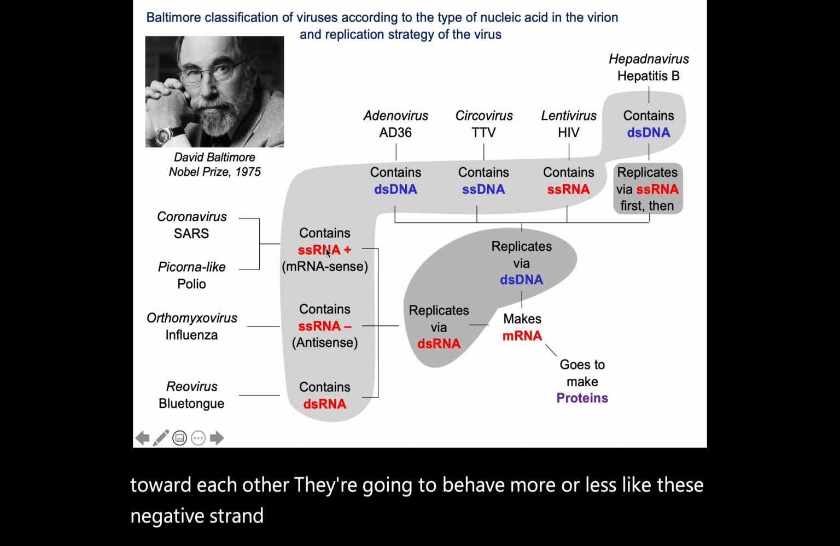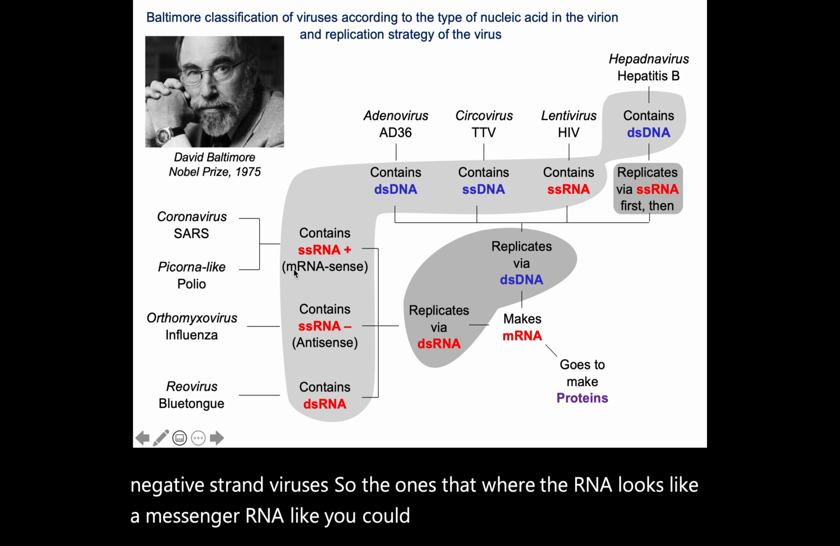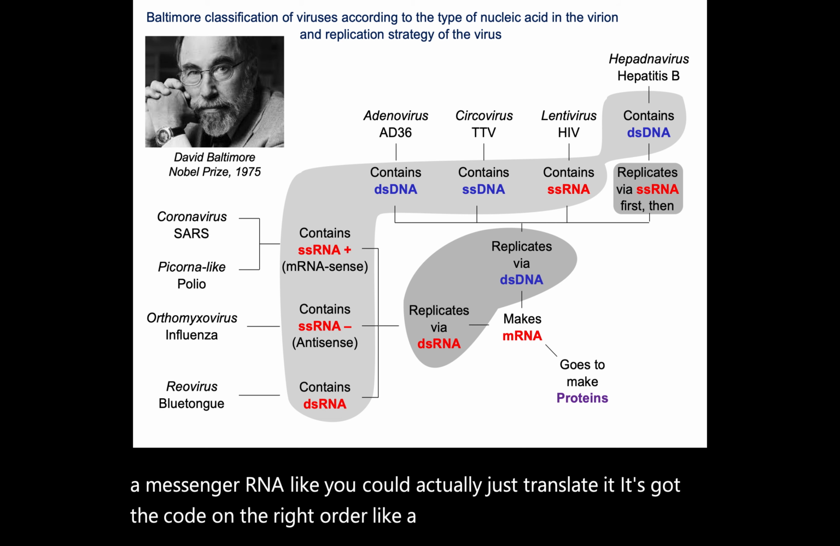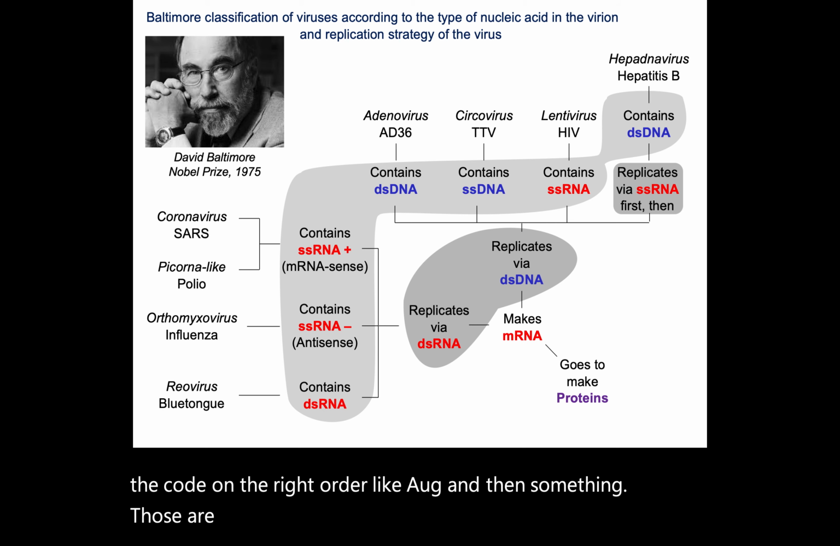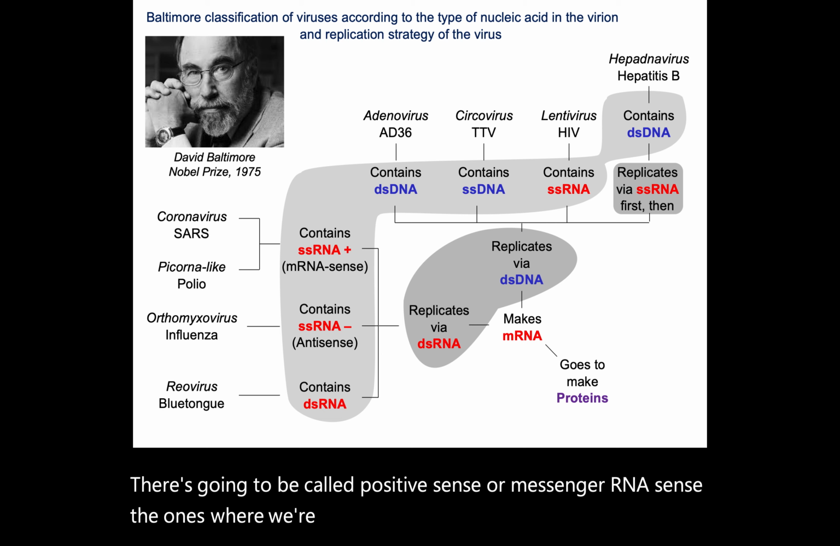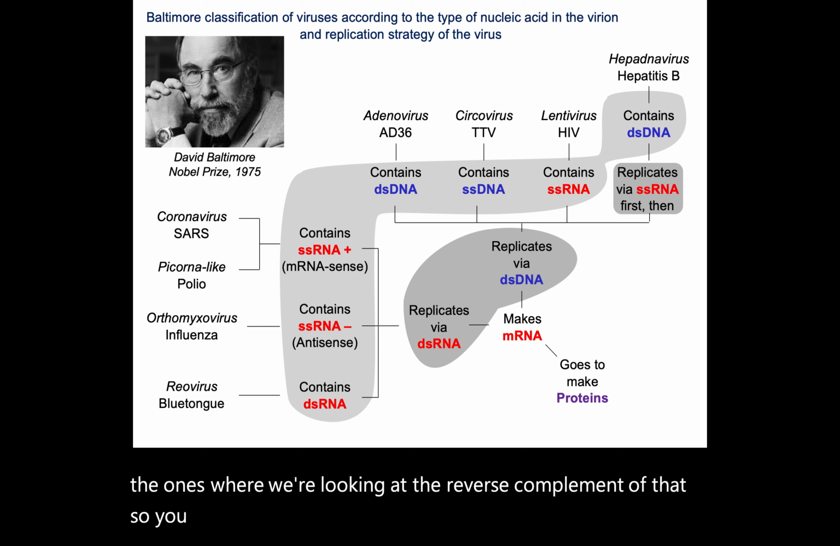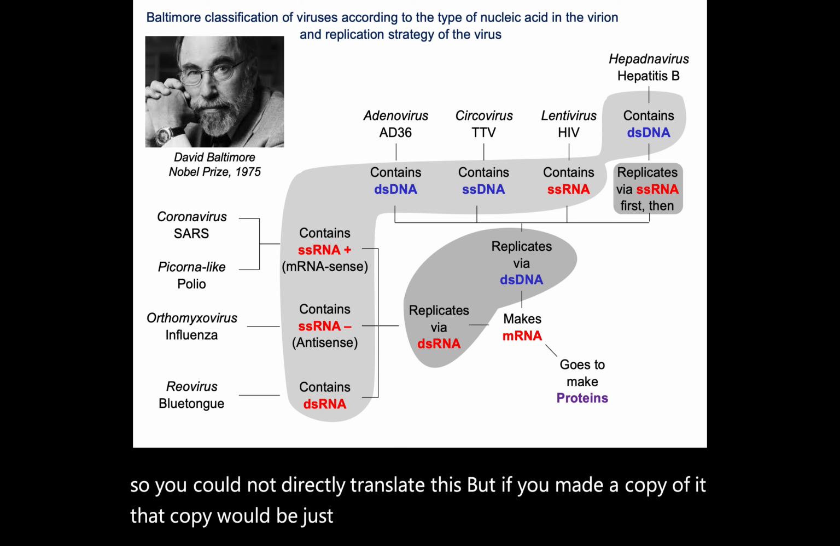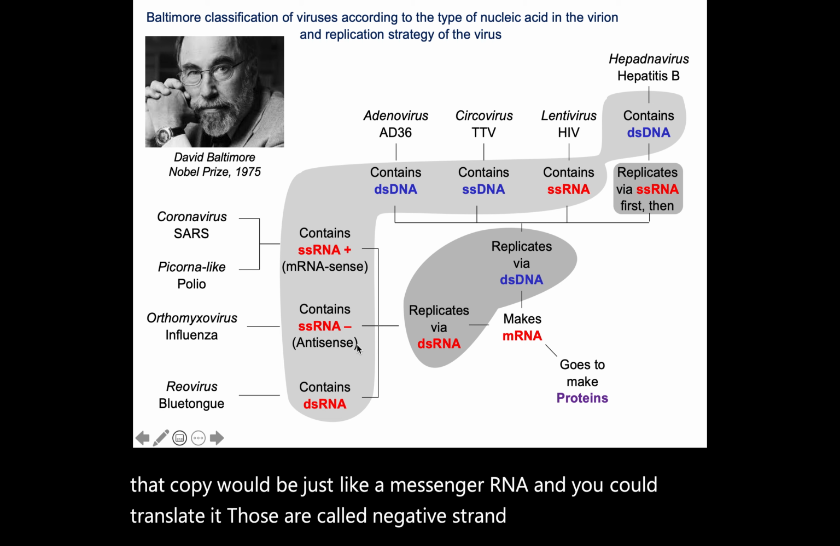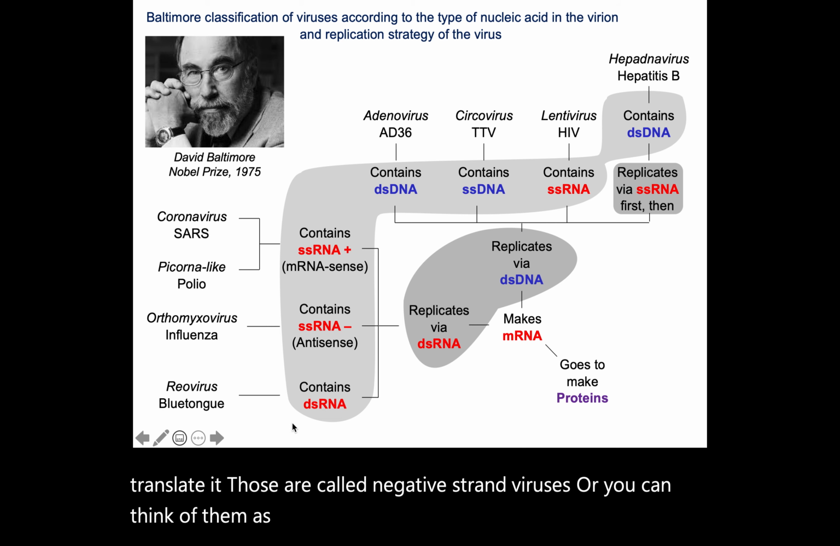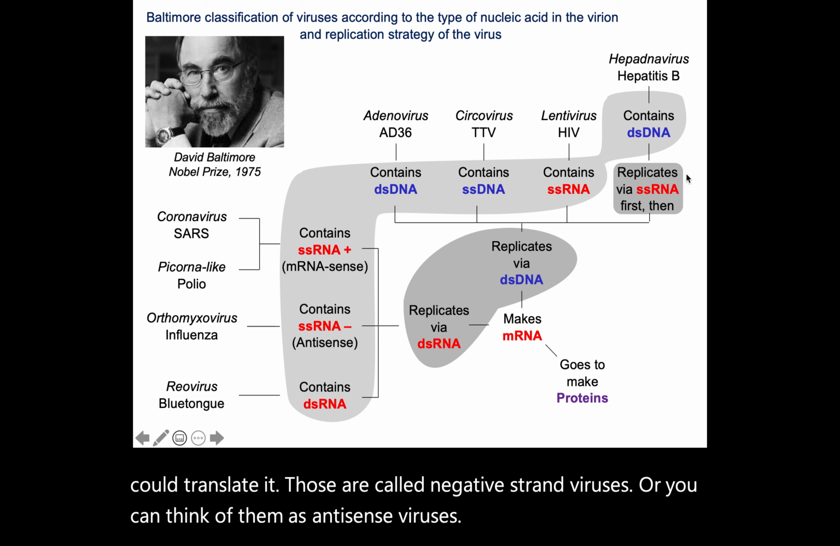So the ones where the RNA looks like a messenger RNA, like you could actually just translate it. It's got the codons in the right order, like A, U, G, and then something, something, something. Those are going to be called positive sense or messenger RNA sense. The ones where we're looking at the reverse complement of that, so you could not directly translate this, but if you made a copy of it, that copy would be just like a messenger RNA and you could translate it. Those are called negative strand viruses, or you can think of them as antisense viruses. And then there's DNA and everything else.